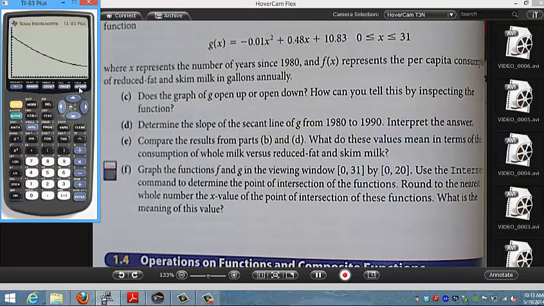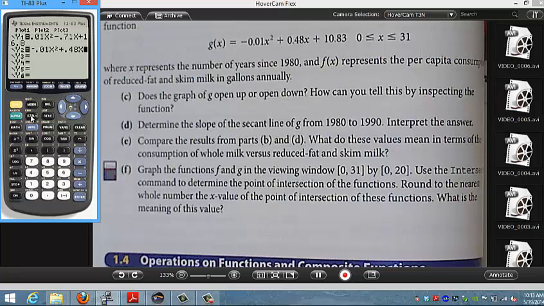I should do that, right? So let me go ahead and plug in g of x. So what the heck was g of x? Oh, there it is. So I'll hit the y equals button. And I'll go down to function number 2 and type in negative 0.01 x squared plus 0.48 x plus 10.83.